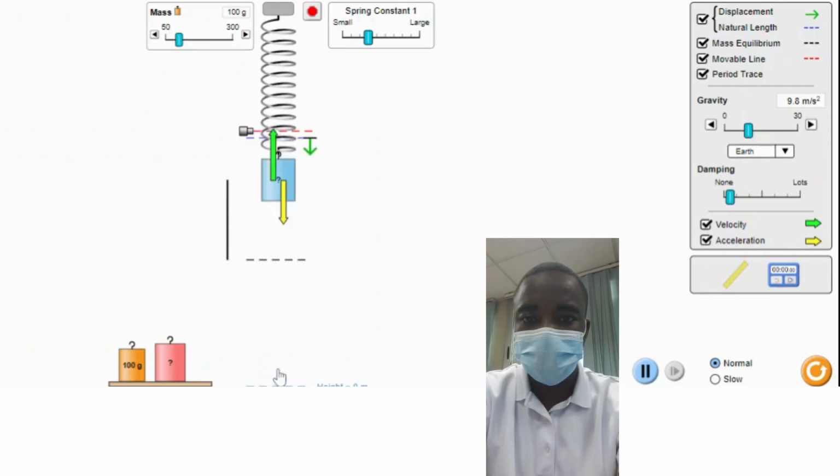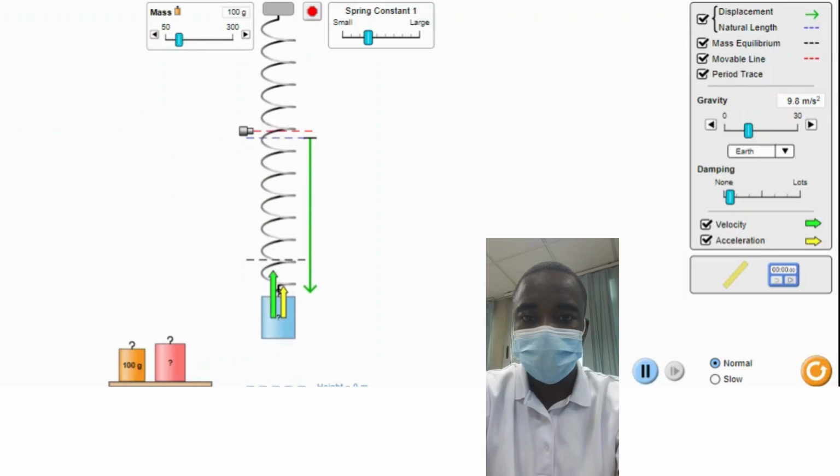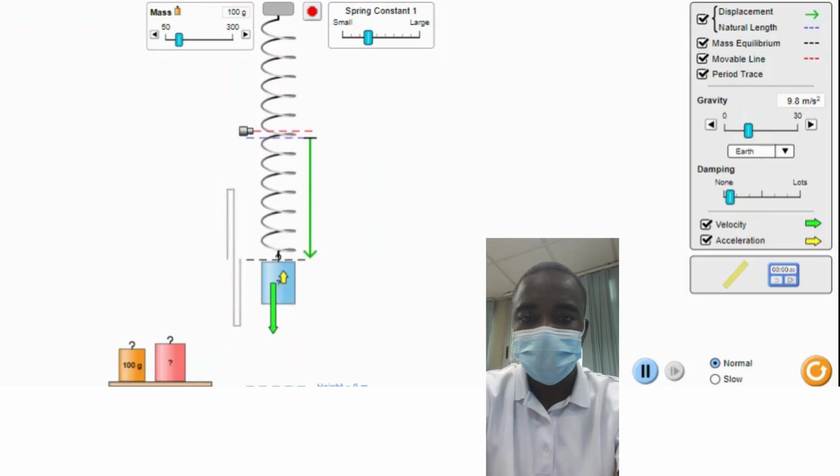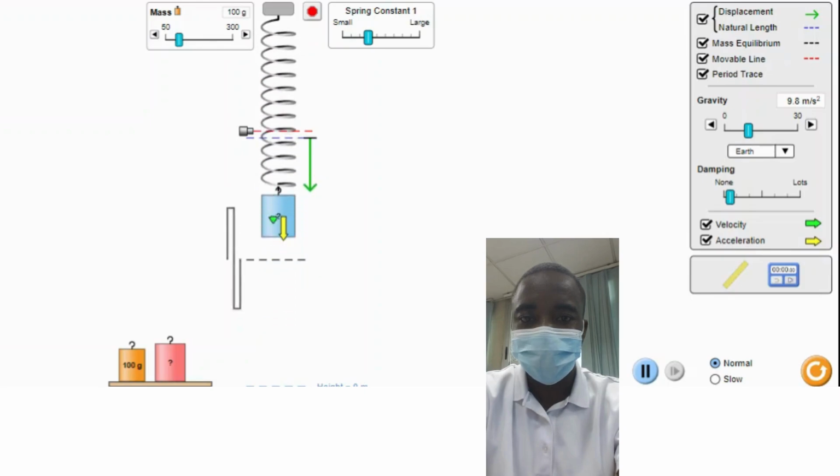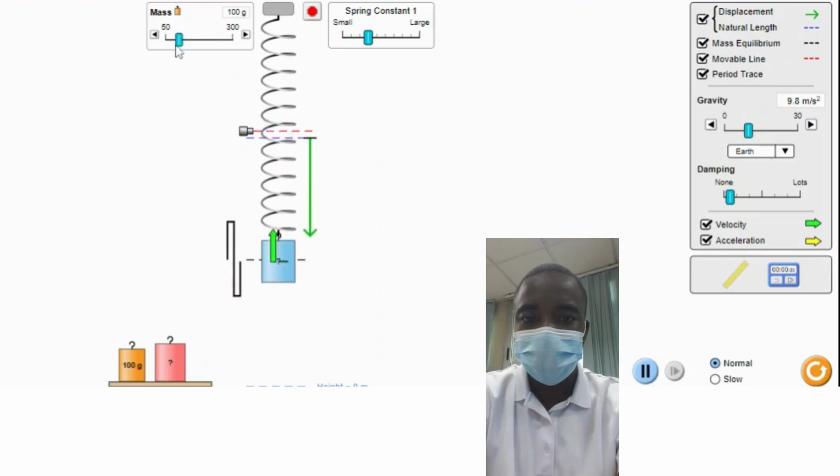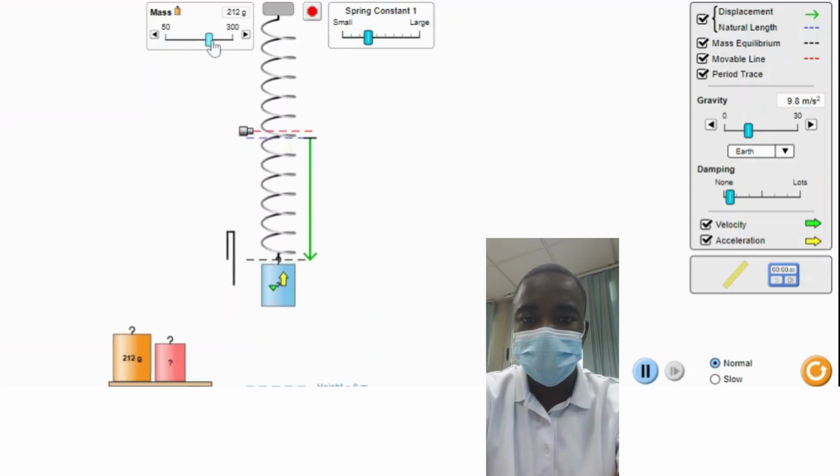Through exploration and experimentation, students can gain a deeper appreciation for the complex and fascinating world of oscillatory motion and its applications in various scientific and engineering fields.